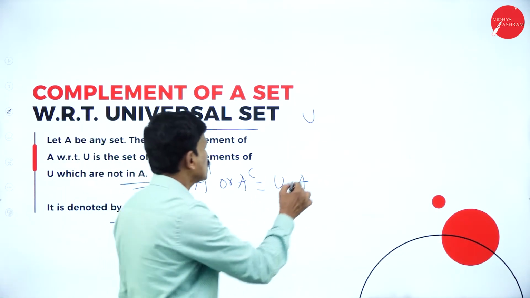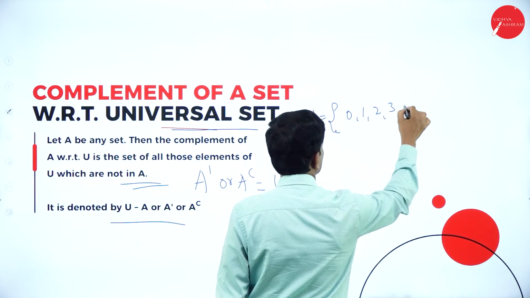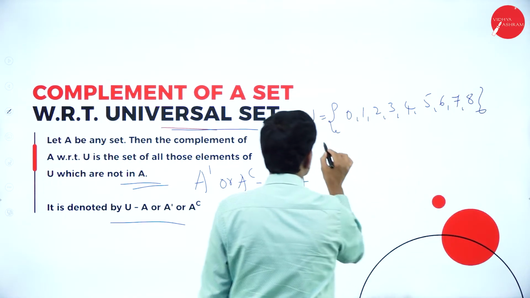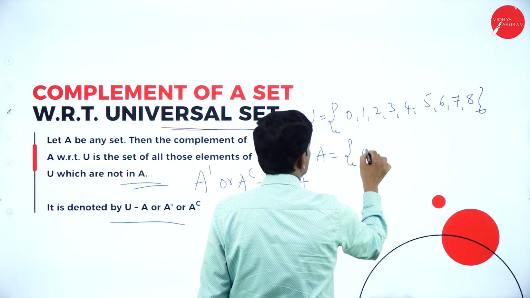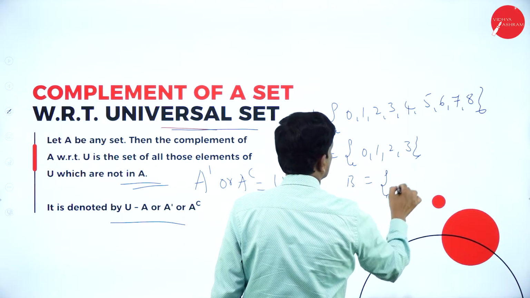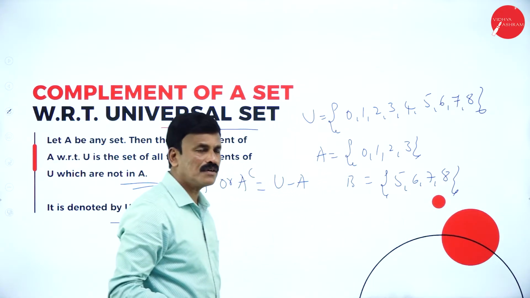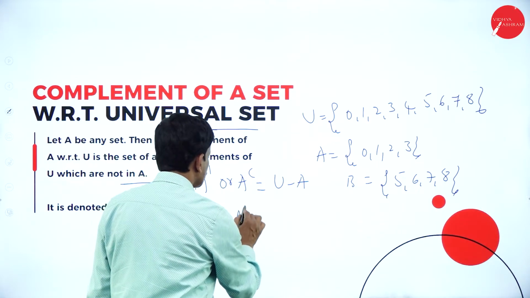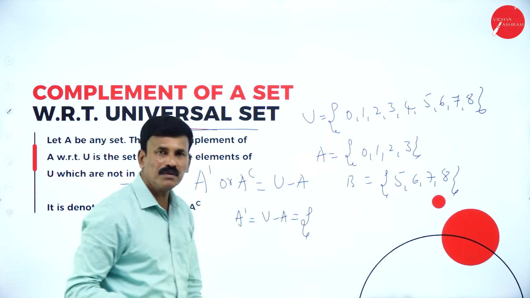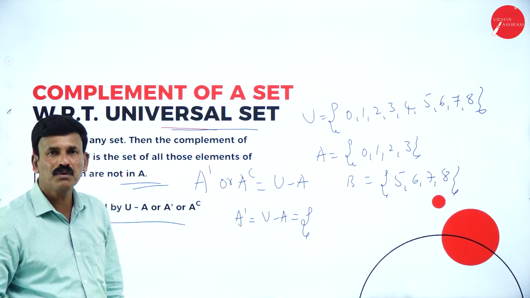Now let us take one example. If U is equal to {0, 1, 2, 3, 4, 5, 6, 7, 8}. Now let us consider two sets. A is equal to {0, 1, 2, 3}. Another set B is equal to {5, 6, 7, 8}. Then the complement of these two: A dash is equal to U minus A. The complement of A is A dash, which is U minus A. That means all the elements which are in U but not in A.